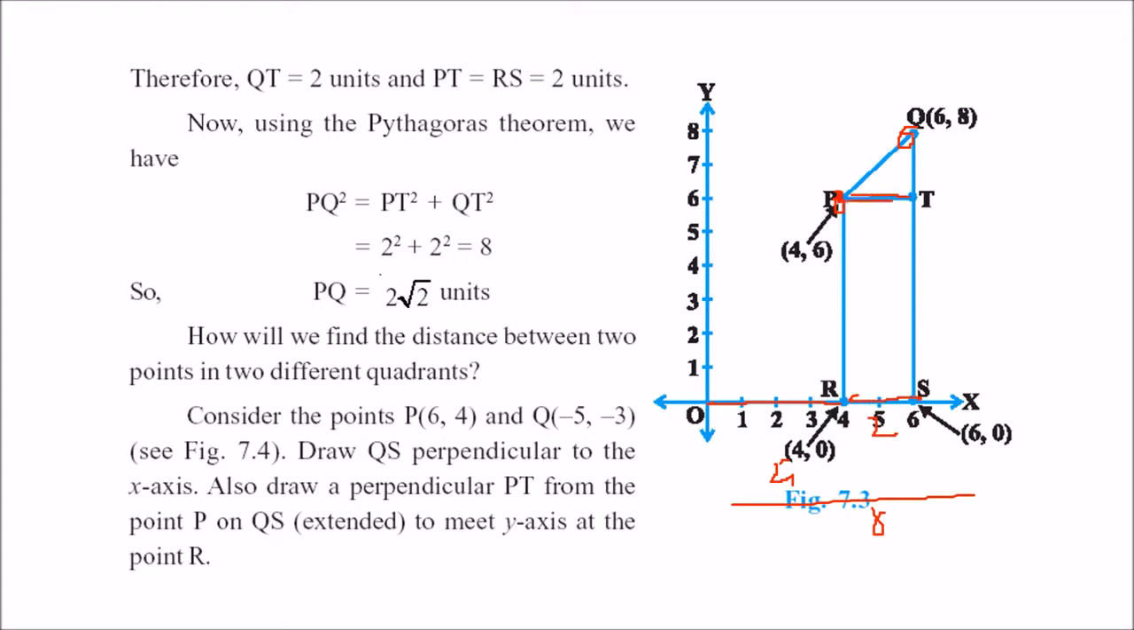How about this distance? This is how much? 8. And this is how much? 6. 8 minus 6 is what? 8 minus 6 is 2. So this is 2 and this is 2. Now if you want to find out the distance again, you can use the Pythagoras theorem. 2 square plus 2 square under root will be this distance. So this will be 2 root 2.